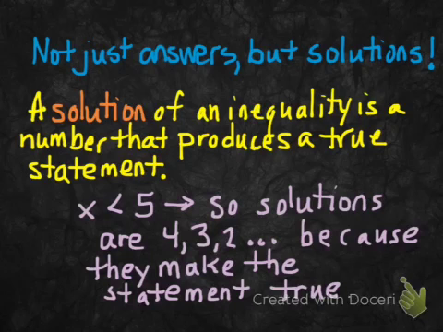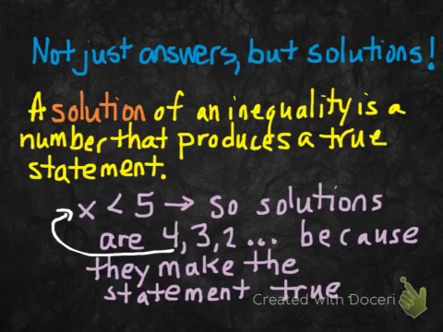If you substitute that 4 in for the x, it makes it true. 4 is less than 5. If you substitute the 3 in, 3 is less than 5. If you put the 2 in, 2 is less than 5. And if you keep going down the number line, 1 is less than 5, 0 is less than 5, -1 is less than 5. It works. So that's why you can use those 3 dots.